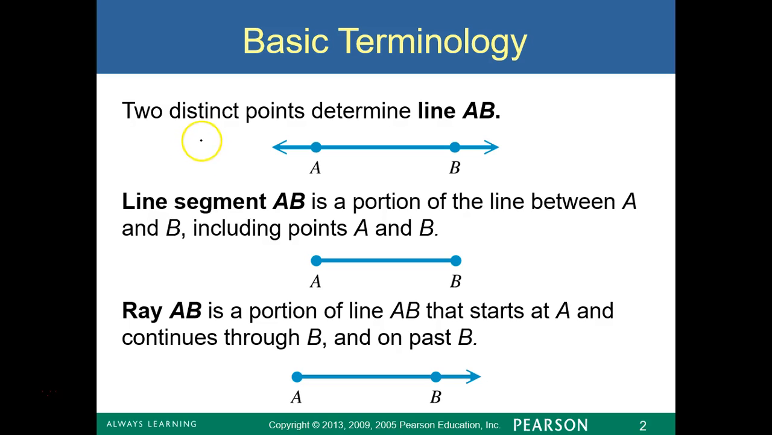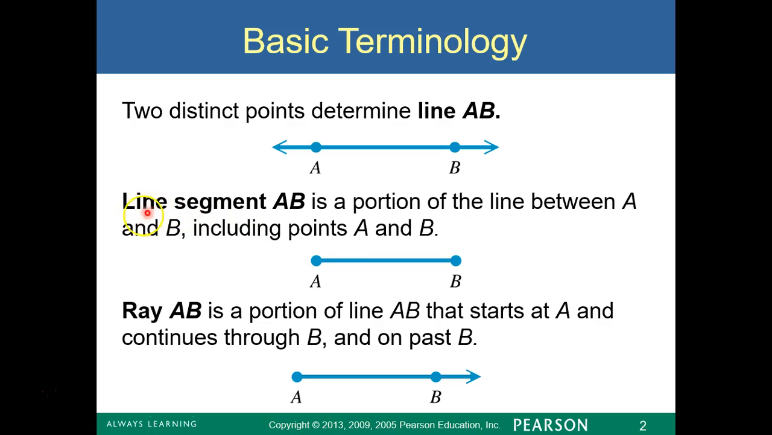So here's some basic terminology. First one is, looking at our drawing here of a line, we should know that this is a line, and the name of it is line AB. It's according to whatever points are on the line is how we name it.